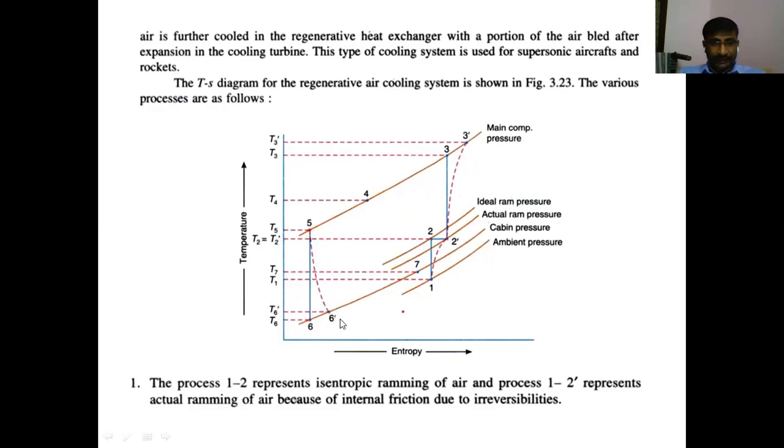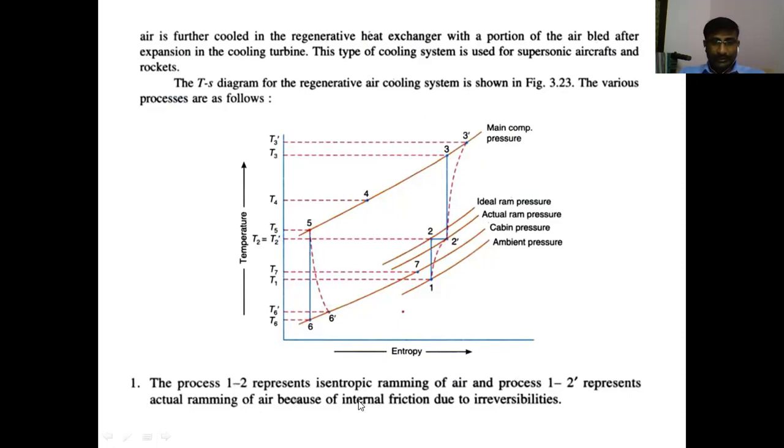From this condition, the air is sent to the cabin. Some amount of air is diverted to cool the air, and some amount of air is utilized to produce the cooling effect in the cabin. 6 dash to 7 is the refrigeration effect in the cabin. 7 is the temperature at which the cabin is to be maintained. This is the T-S diagram. I explained every process here.